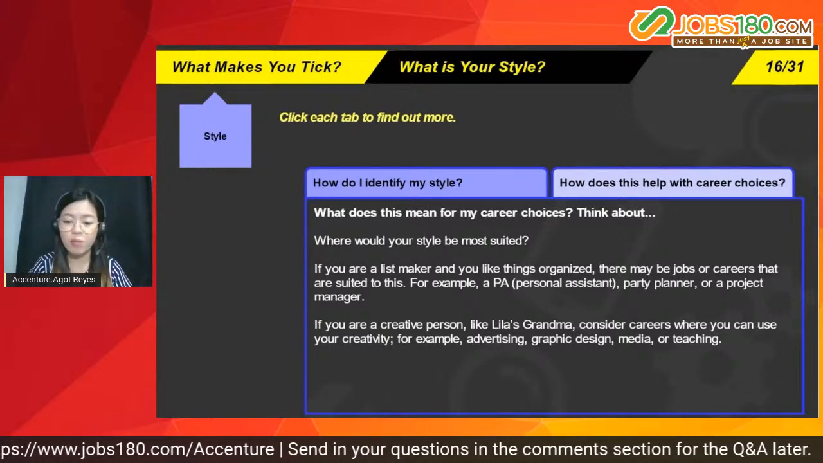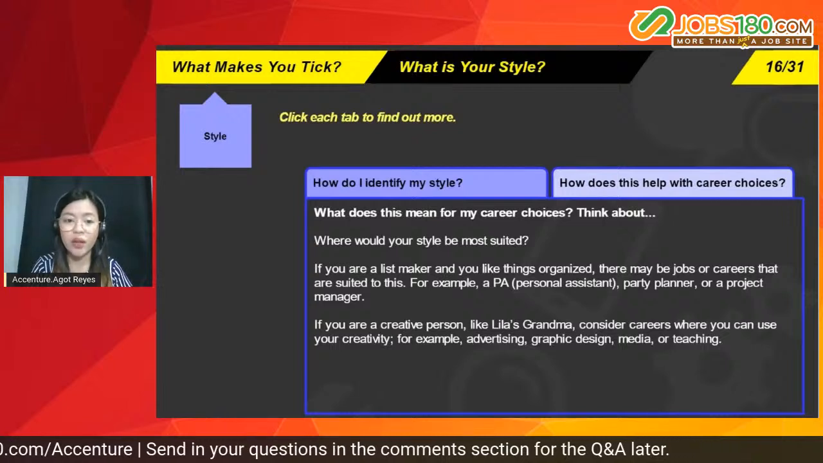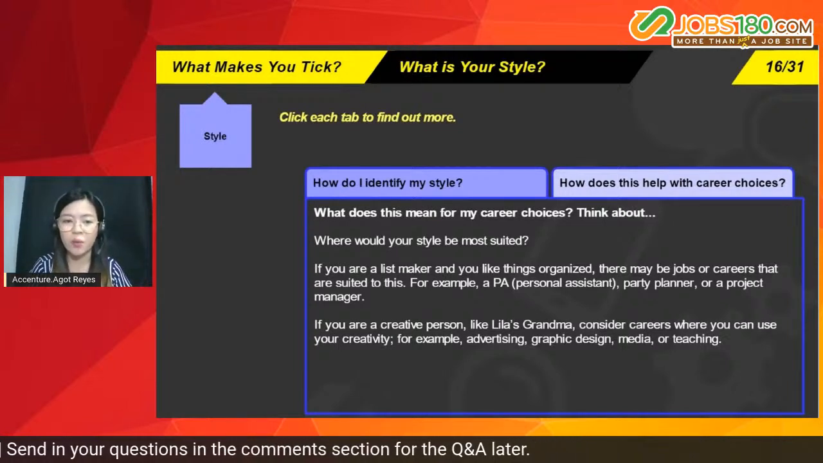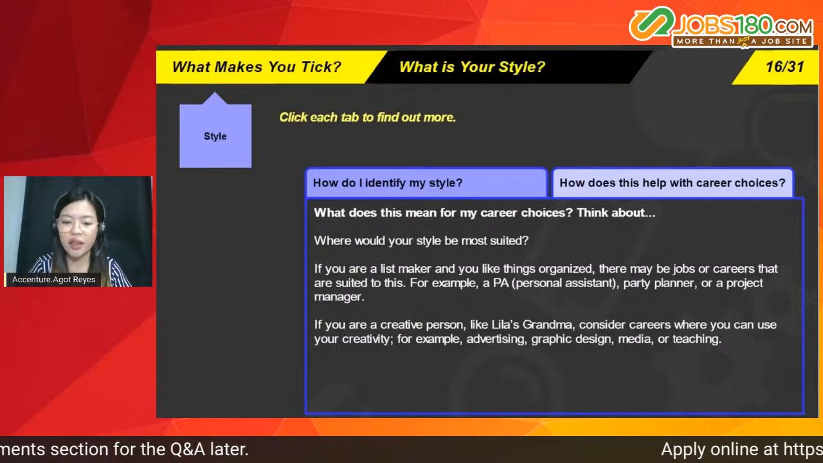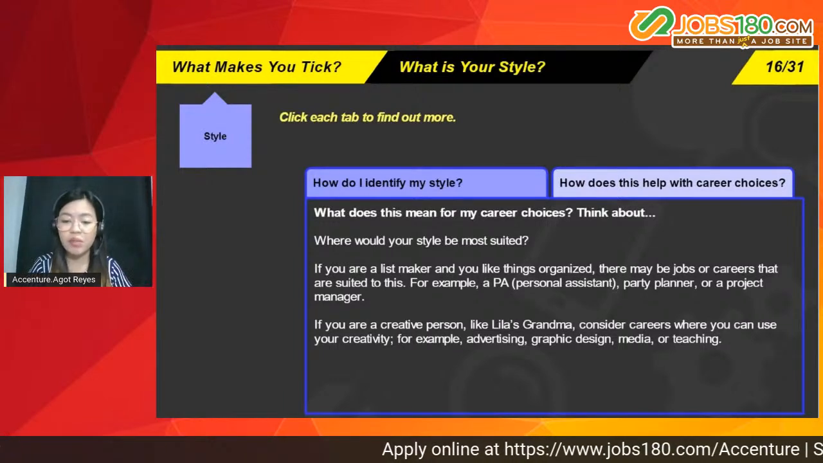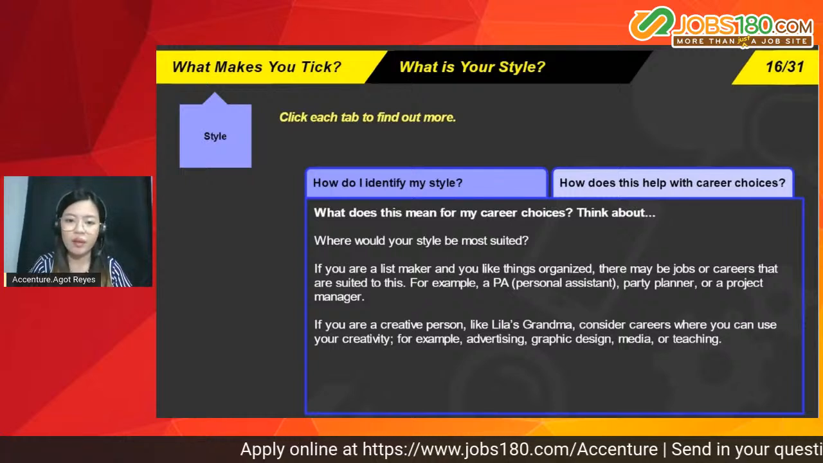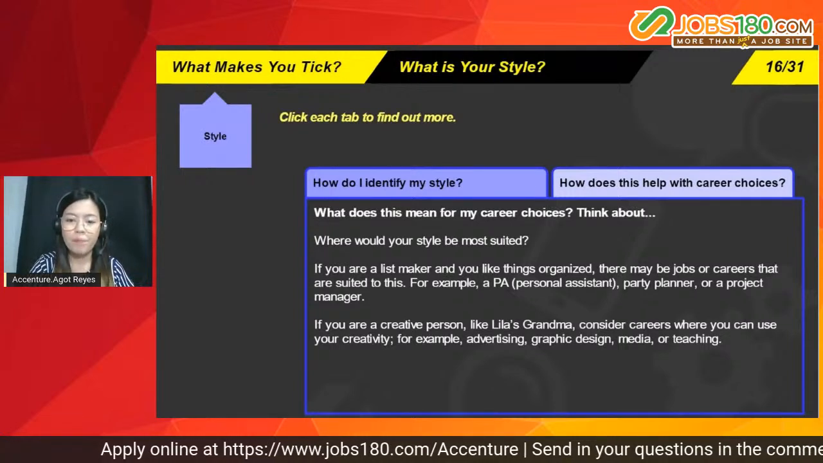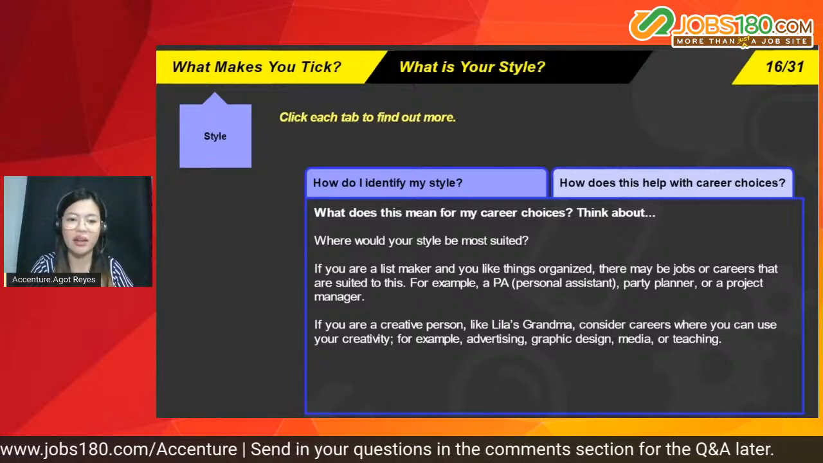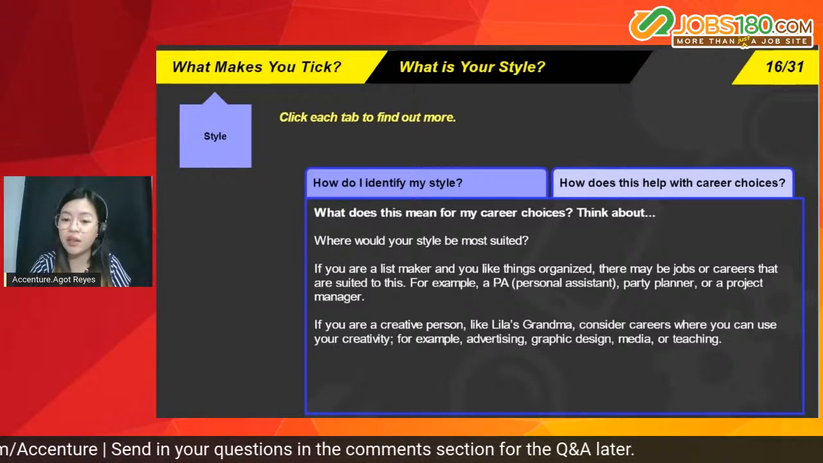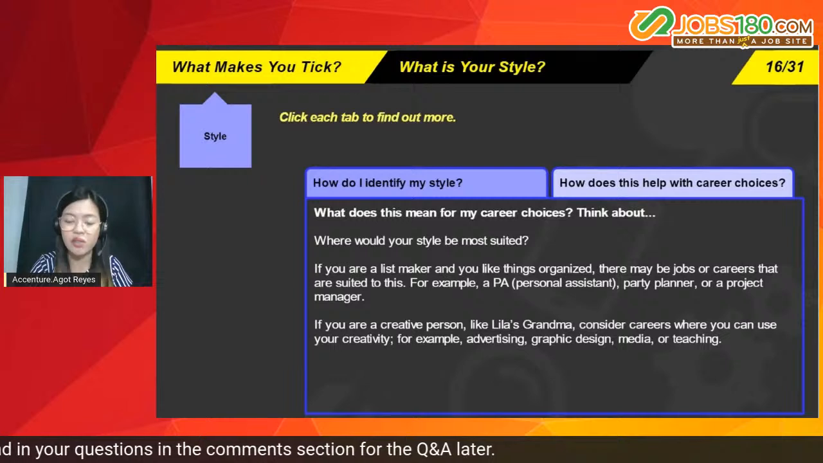If you're a creative person, like the one from the module, no, si Laila yung person doon. Consider careers where you can use your creativity, for example, advertising, graphic designing, media, or teaching. Okay? So, again, these are screenshots from Skills to Succeed, no? So I'll give you the link later as well. Para if in case you'd be interested to take other modules within S2S, you can pick it at your own pace naman.